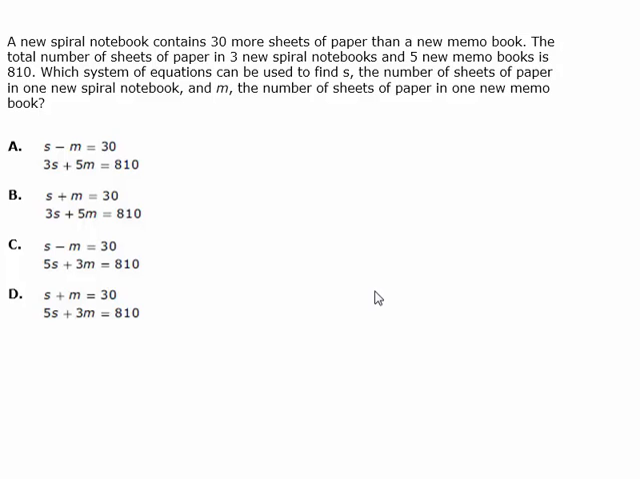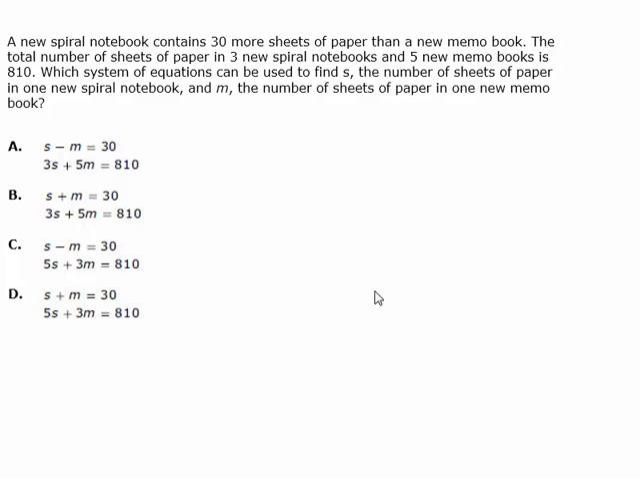Alright, so a new spiral notebook contains 30 more sheets of paper than a new memo book. The total number of sheets of paper in 3 new spiral notebooks and 5 new memo books is 810. Which system of equations can be used to find S, the number of sheets of paper in one new spiral notebook, and M, the number of sheets of paper in one new memo book?